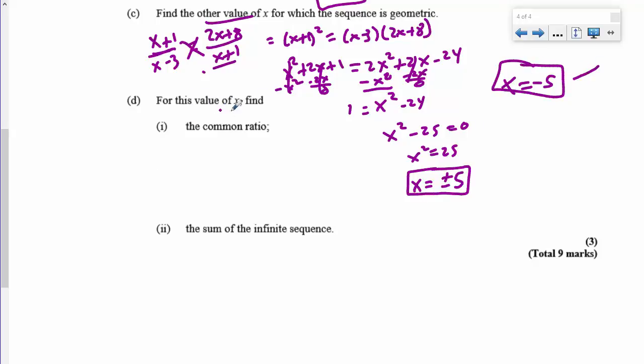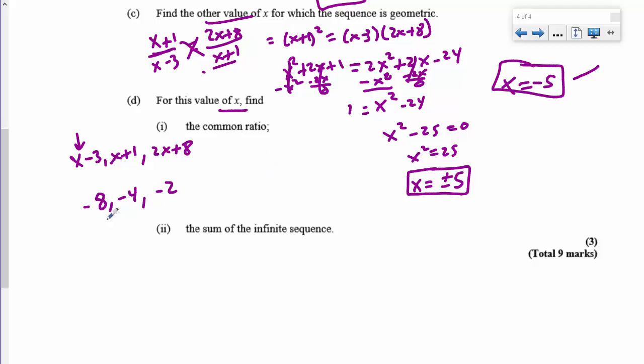For this value of x, so basically, assuming you got this answer correct, it is negative 5, find the common ratio. Now we're going to go back and look at our terms. Remember, our geometric progression started with x minus 3, x plus 1, and then 2x plus 8. That's what the original problem gave us. Now we're going to plug in negative 5 into these x's. Negative 5 minus 3 is negative 8. Negative 5 plus 1 is negative 4. And negative 5 times 2 is negative 10 plus 8, which will be negative 2.